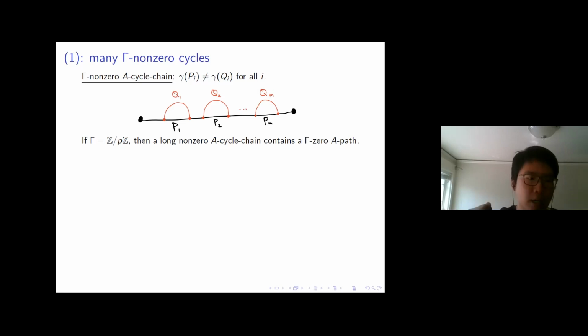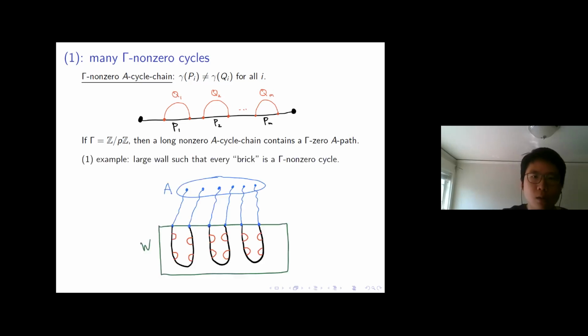So all I need to do is go to my structure theorem and find many of these non-zero cycle chains. It takes some technical work, but the idea is very simple. It's just routine technical work. One possible configuration is that I get a large wall where every brick is a non-zero cycle. Then I just find many different paths from A to the wall that link in this nice way. If the wall is large enough, I can find these long enough paths with as many of these non-zero cycles attached as I want. And the other cases are very similar.